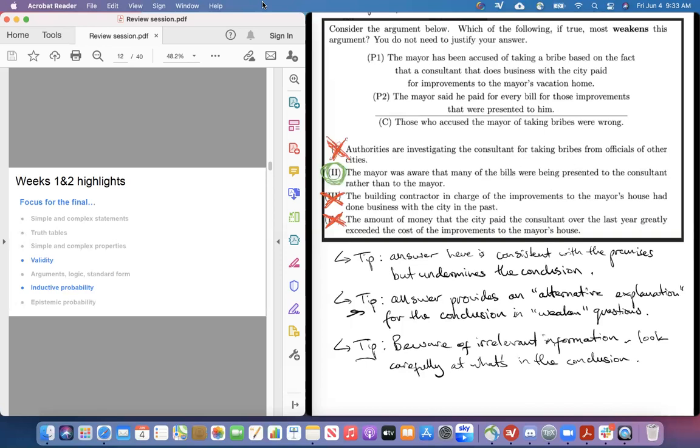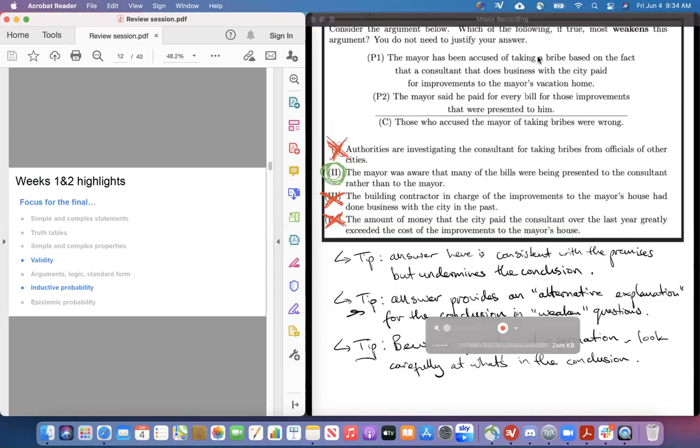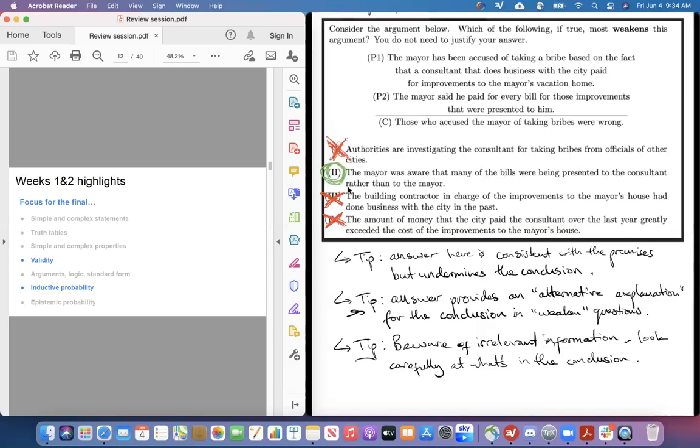Okay. So we've looked at validity, we've looked at inductive probability. These are two types of questions that you can expect to see again. So it's worth having a good practice by looking back at what we've already done, use assignments 1 and 2 to get that practice in. Any questions? We should pause, see if anyone's got anything.